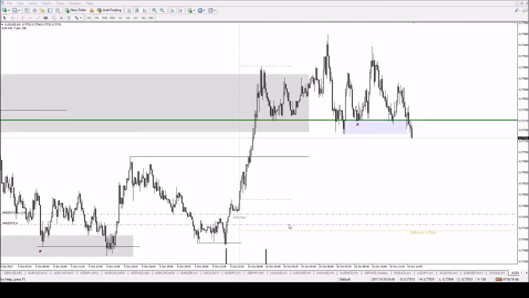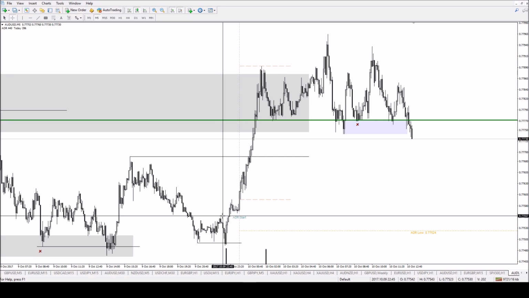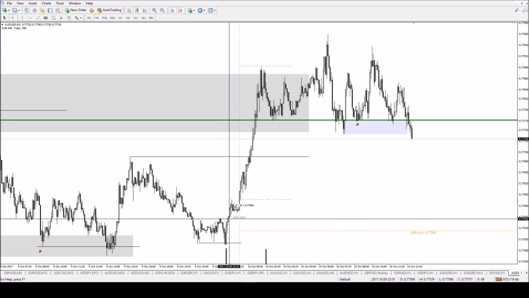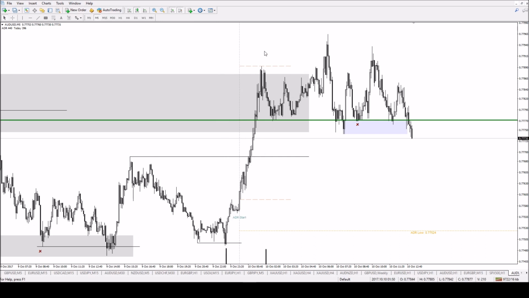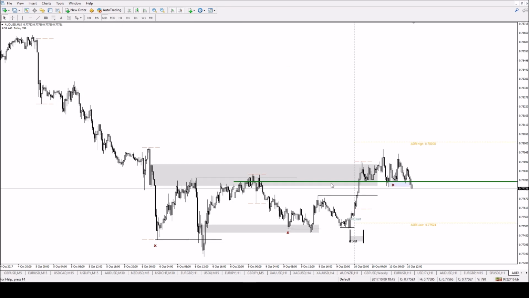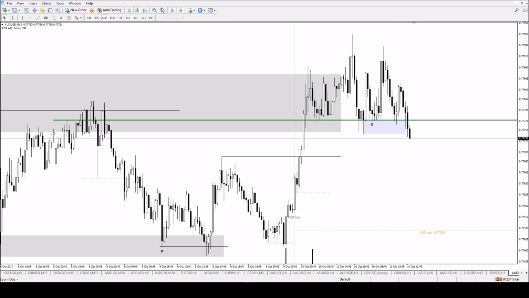I'm about to close the remainder of my position on this Aussie dollar. I'll explain why. So obviously when I entered, during Asia we had a nice push up, and I thought we were going to go a lot higher. So we were above the weekly open. I thought, okay, we're going to go a lot higher. But we came to resistance.